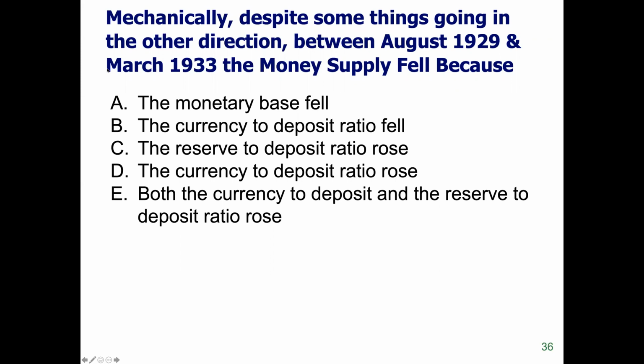Mechanically, despite some things going in the other direction, between August 1929 and March 1933, the money supply fell because A, the monetary base fell, B, the currency to deposit ratio fell, C, the reserve to deposit ratio rose, D, the currency to deposit ratio rose, or E, both the currency to deposit and the reserve to deposit ratio rose. And just think very clearly in your mind, is it A, B, C, D, or E? You obviously don't need to do a clicker. Okay, pause and answer that.